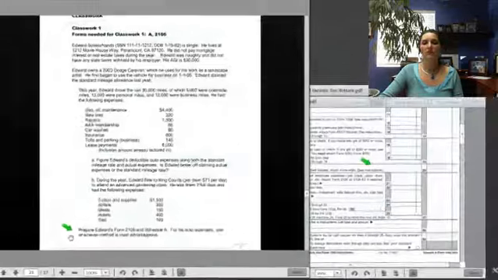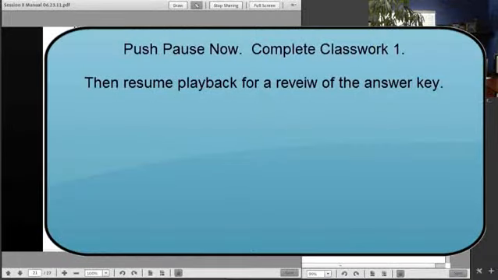So that is classwork A. So please push pause at this point. Prepare those 2 forms for Edward, that is Schedule A and Form 2106, and when you are finished, please resume playback for a review of the answer key to classwork number 1.